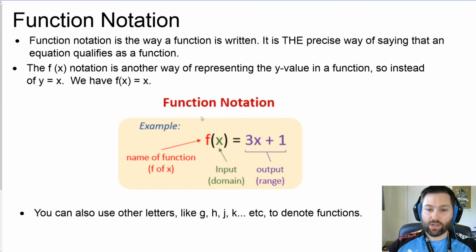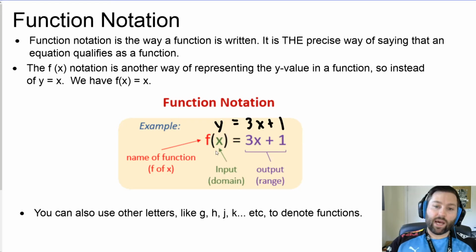So in this equation that I have in this box here, I could also have written it as y equals 3x plus 1. Well, now instead of y, I can use f of x. And that tells me, okay, that x is going to be my input variable, and the output is going to be the operations that are happening to that variable. So in this specific equation, we are multiplying the input by 3, and then we're adding 1 to it to get our output.